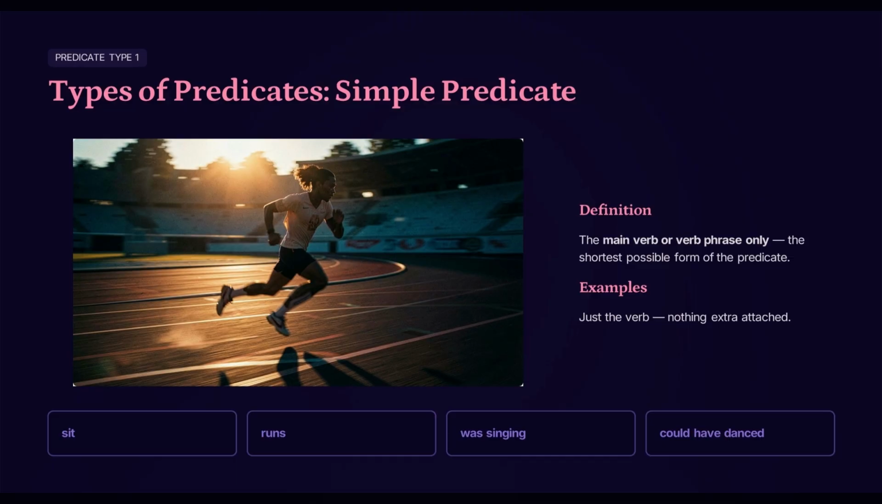Types of predicate. Simple predicate. Definition: the main verb or verb phrase only, the shortest possible form of the predicate. Examples: just the verb, nothing extra. Sit, runs, was, singing, could have danced.